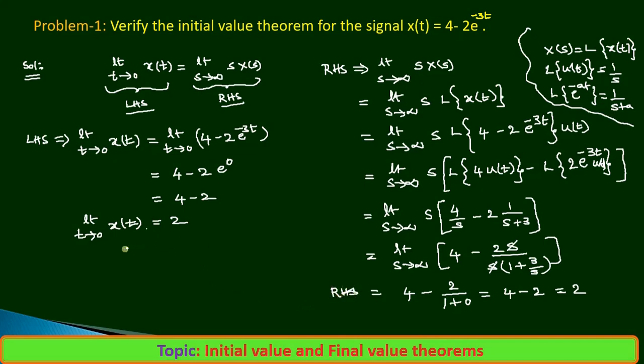Now compare the left-hand side LHS value and RHS value. In this case, LHS equals RHS. Therefore, we can say the initial value theorem is verified.